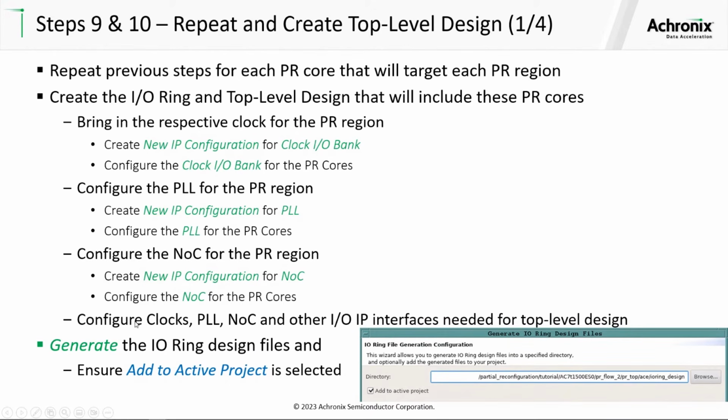And then again, because this is our top level design, we might have other clocks we need to do, other PLLs, other logic that needs to be connected to the NOC, maybe DRAM, GDDR6, Ethernet, PCI Express. I mean, all the different IO interfaces that we're going to need in this design, we could specify now in the top level design. So think of the top level design as the wrapper of your actual FPGA, outside of what's going to be hot swapped. So we're going to generate the IO ring design files and ensure that add to active project is selected. Right? So we showed you that on the previous slide.